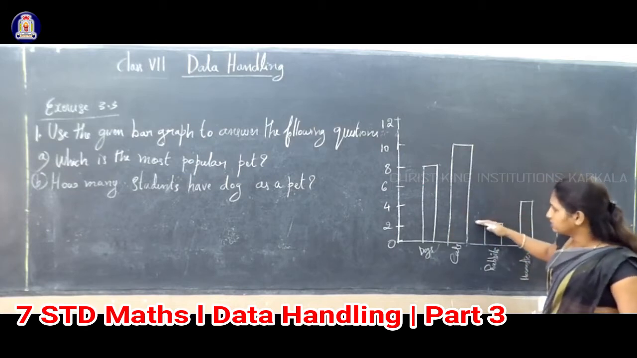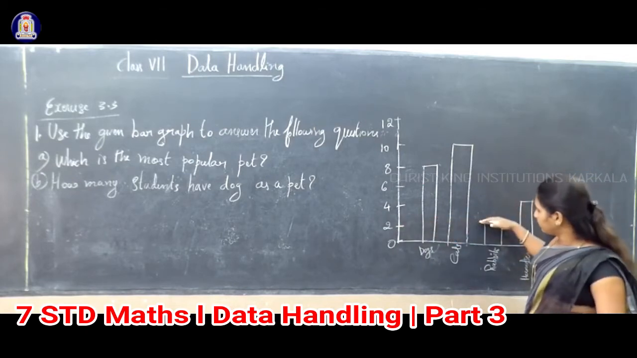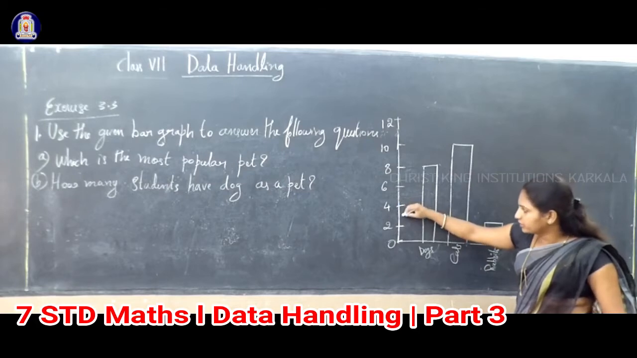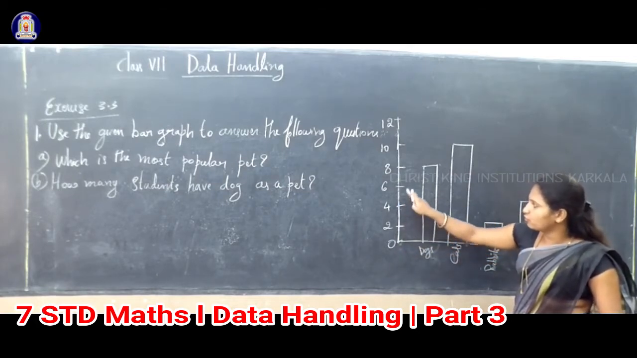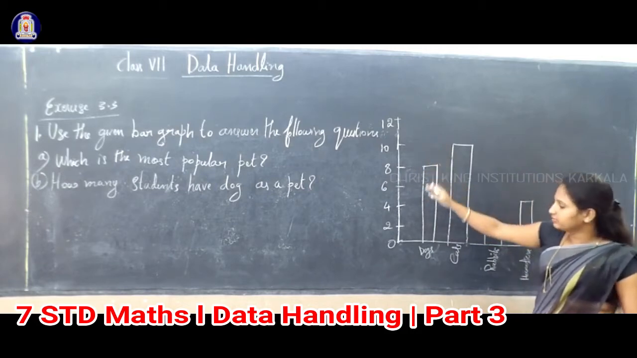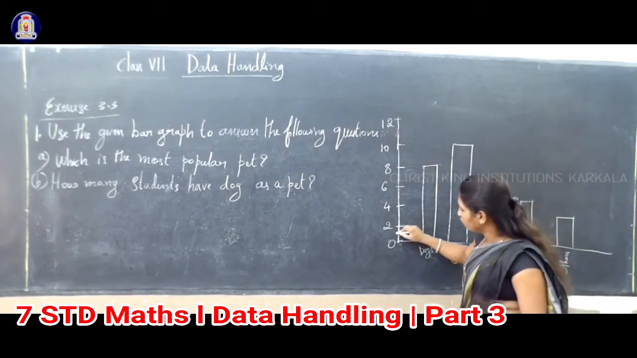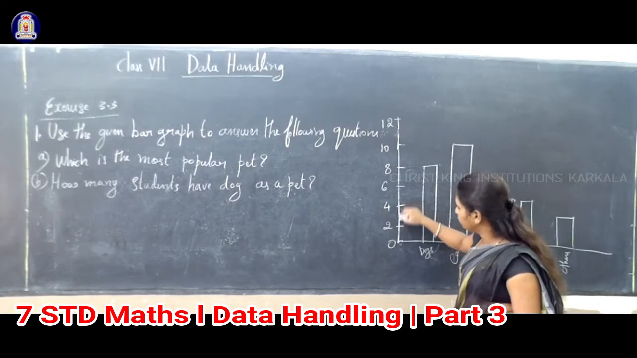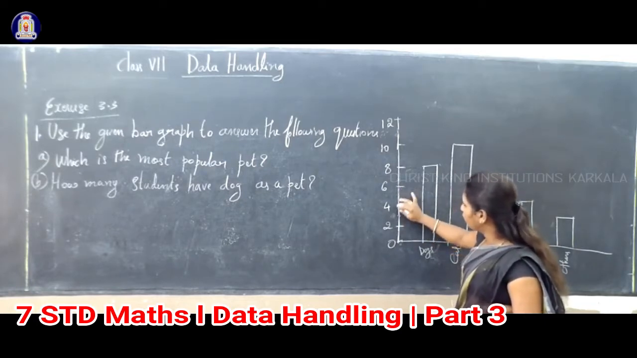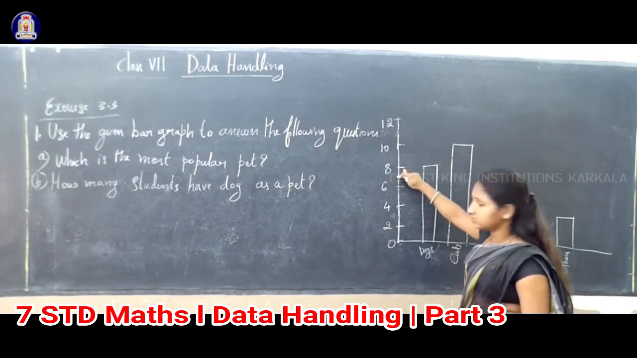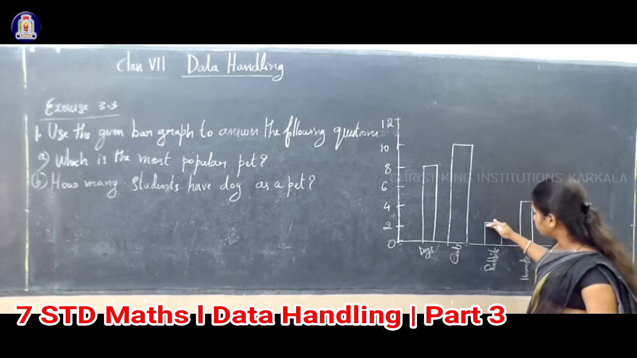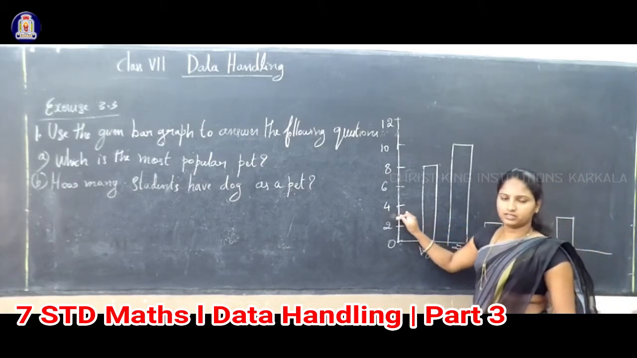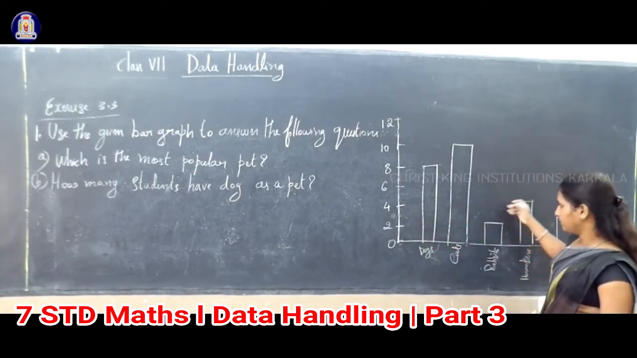Then rabbits. See, this is appearing in between 2 and 4, that means 3. See the numbers given like this: 0, 2, 4, 6, 8, 10, 12. That means 0, in between 1. Next, in between 2 and 4, here 3 lies. Then next 4, 5, 6, here it is 7. Now rabbits. How many people like rabbits? Only 3 people like rabbits.